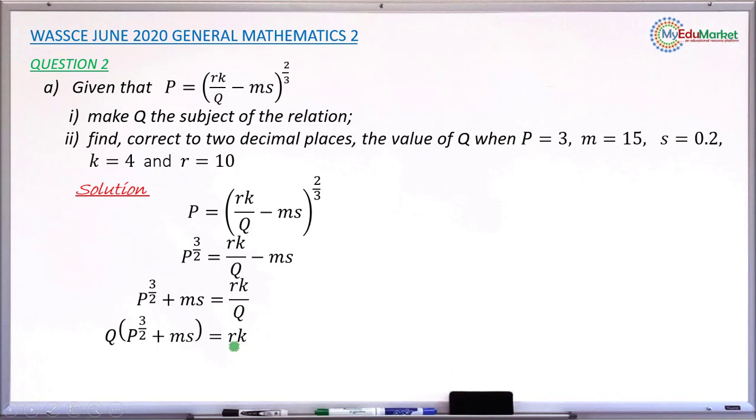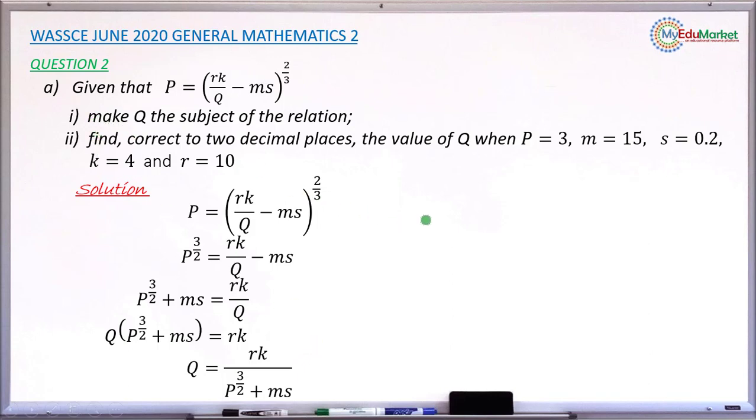Remember, it's Q that we wanted to make the subject, so I'll divide both sides by this bracket. Dividing the left-hand side by the bracket leaves Q alone, and dividing RK by P raised to the power of 3 over 2 plus MS, you now have RK all over P raised to the power of 3 over 2 plus MS. This is now Q the subject of the formula. So question Roman 1 has now been answered.